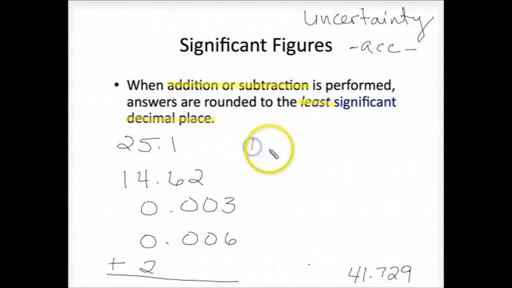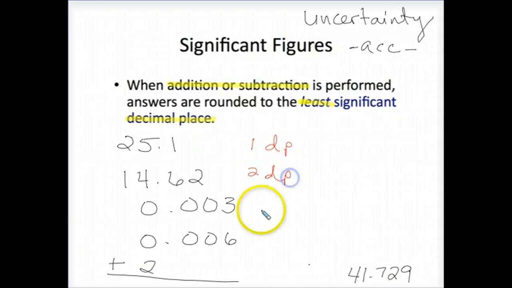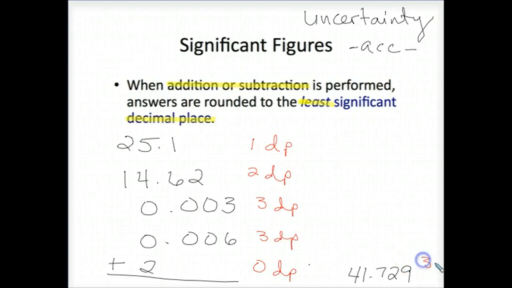I have 1 decimal place here. I have 2 decimal places here. I have 3 decimal places. I have 3 decimal places. I have 0 decimal places. My answer currently has 3 decimal places. So we have to pay attention to the least, and 0 is the least. That means I have to get rid of all of these.